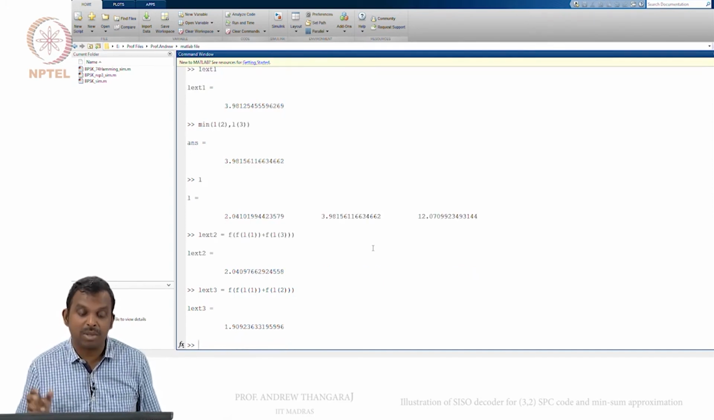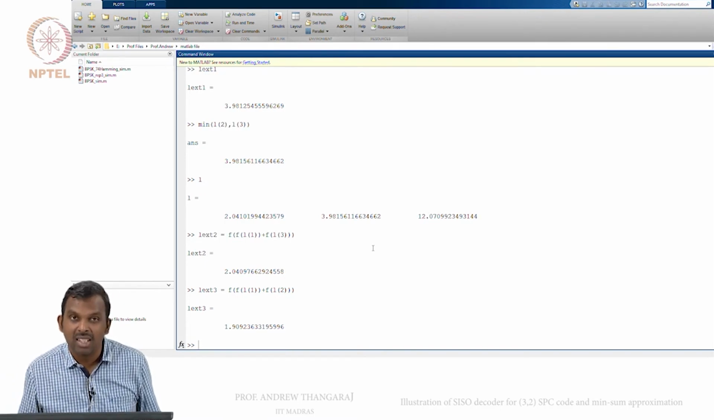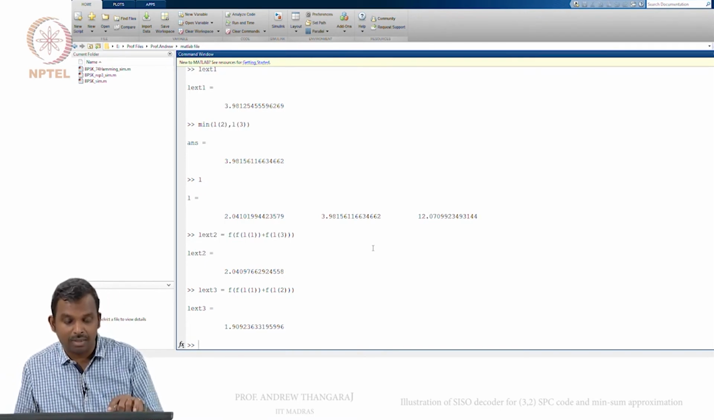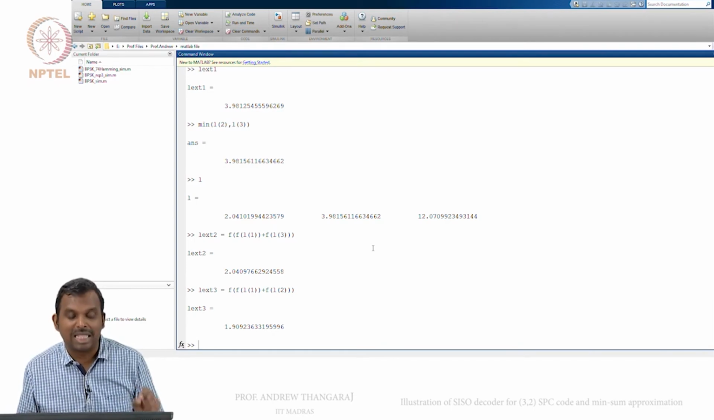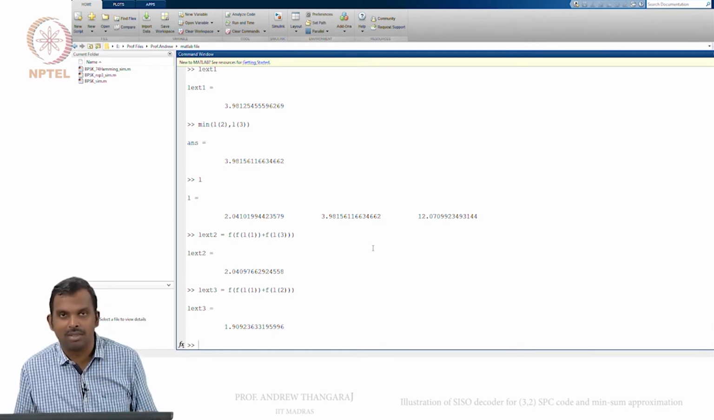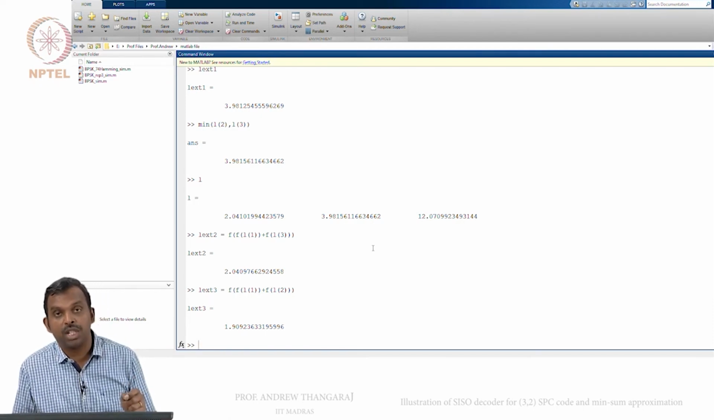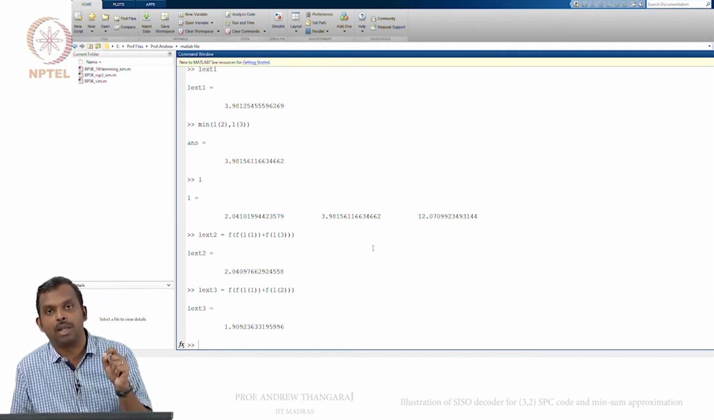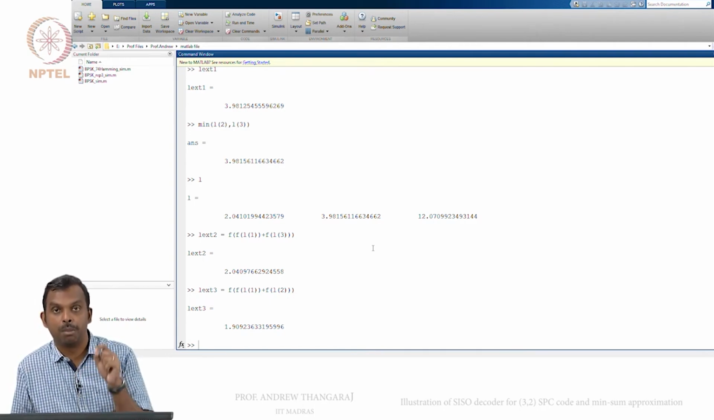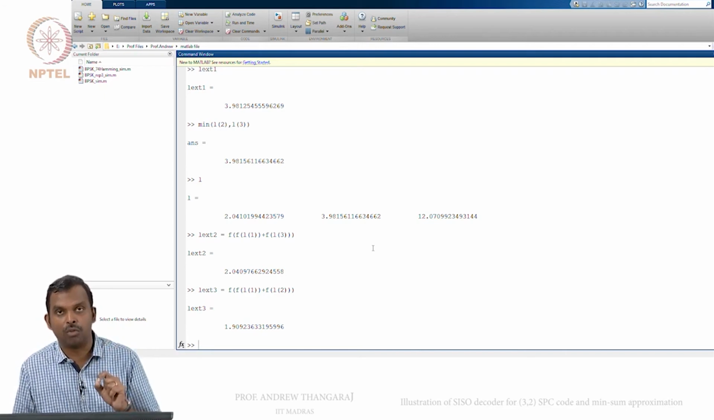If you do this, you get something close to 1.9. Okay. So, it is not too bad, it is sort of close to 2, but not that close, it is away by like 0.1 or something like that, but that is something we can live with. Okay. So, this approximation of f of L1 plus f of L2 by the minimum of absolute value of L1, L2, it is a very powerful approximation.